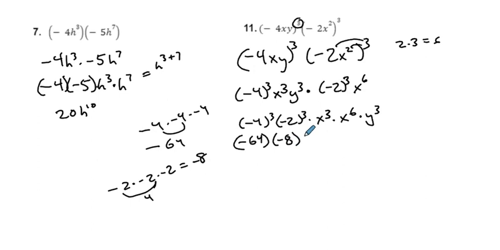So here's what we got. And then let's combine my x's. This is going to be x to the ninth, because it's 3 plus 6. Okay, and then y to the third. Now let's just multiply this together. This is going to give me positive, because it's a negative times a negative. 512 x to the ninth, y to the third.